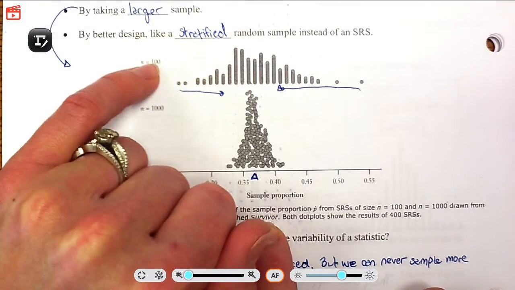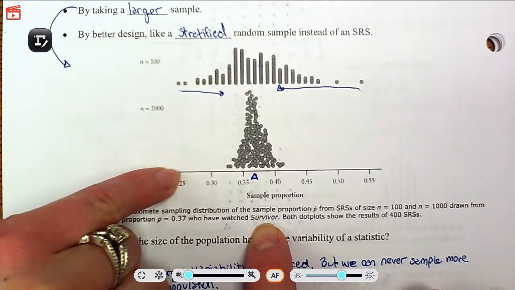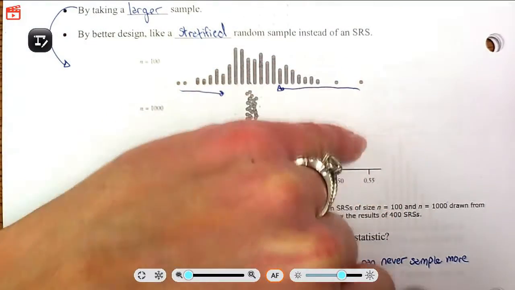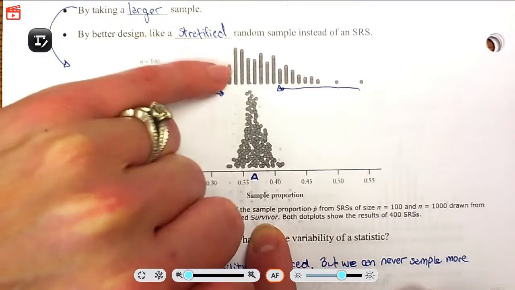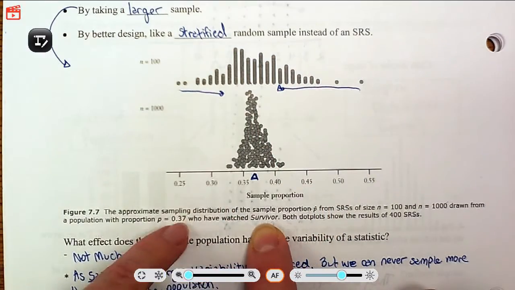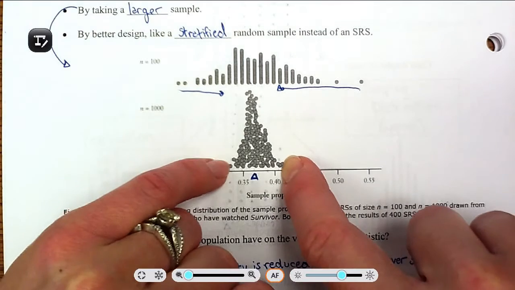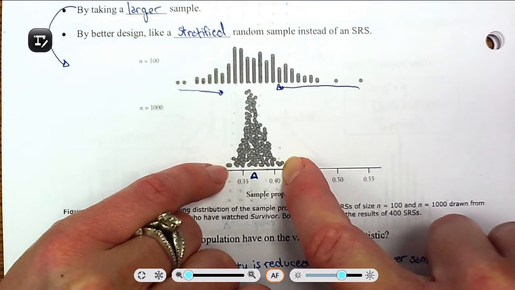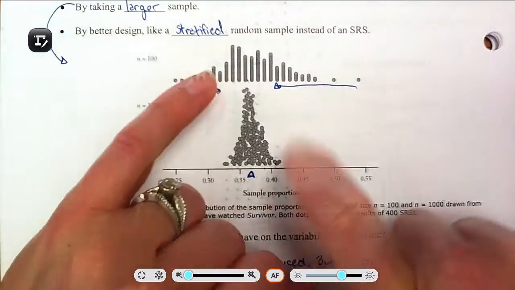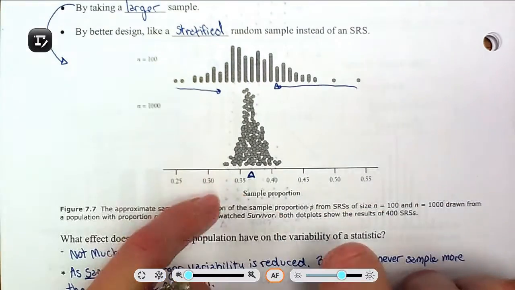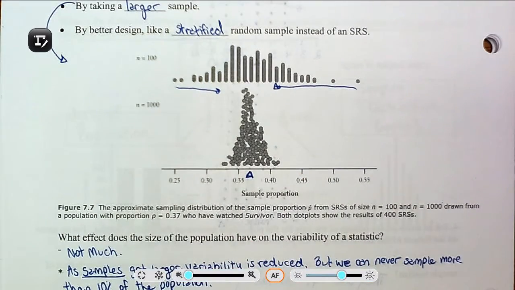Then if I sample just 100 people, I might get a sample proportion as extreme as 0.25, which tells me that only 25% of people watch Survivor, or as extreme as 0.55, which tells me 55% of people watch Survivor, or any of these other outside values. But if I jack up that sample size to 1,000, then even my outside chance possibilities are much closer to 0.37, the true population proportion, than when I took a smaller sample size. So I have a lot less variability when I increase my sample size.